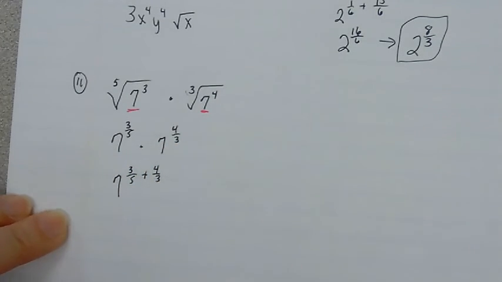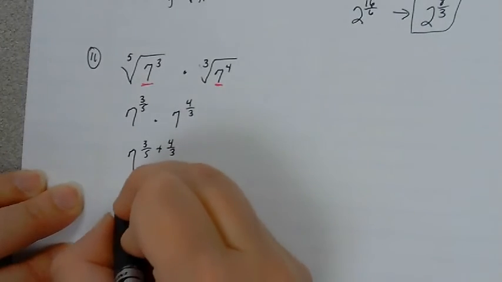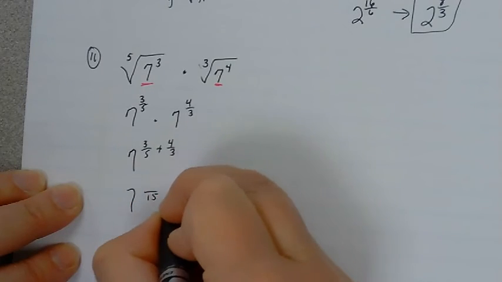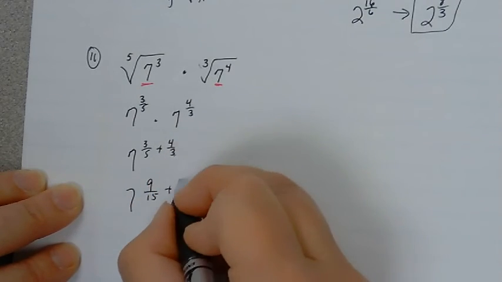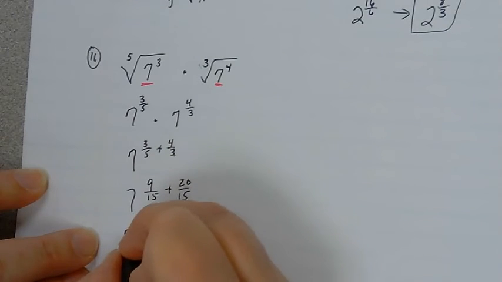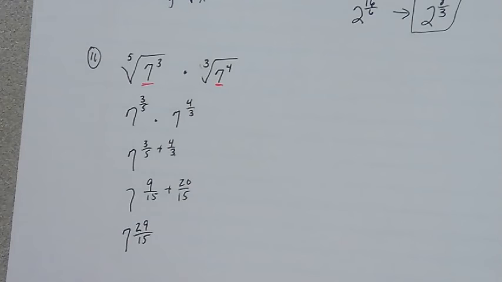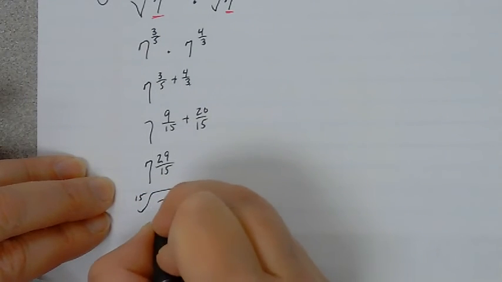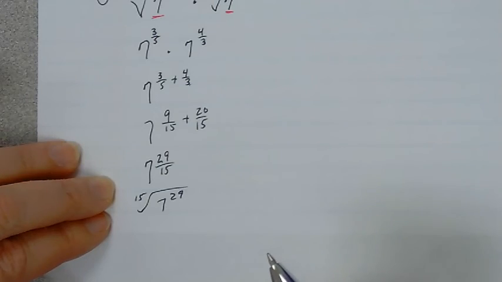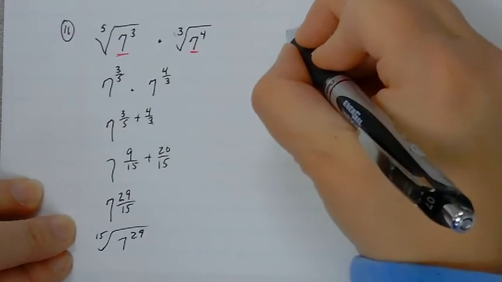And what would the common denominator of 5 and 3 be? Yep, 15. So this becomes 9, this becomes 20. So it'd be 7 to the 29/15. And I don't believe that one simplifies, so you'll have to leave it just like that. If they asked for the answer in radical form, you would write the 15th root of 7 to the 29th power. All right, number 12.